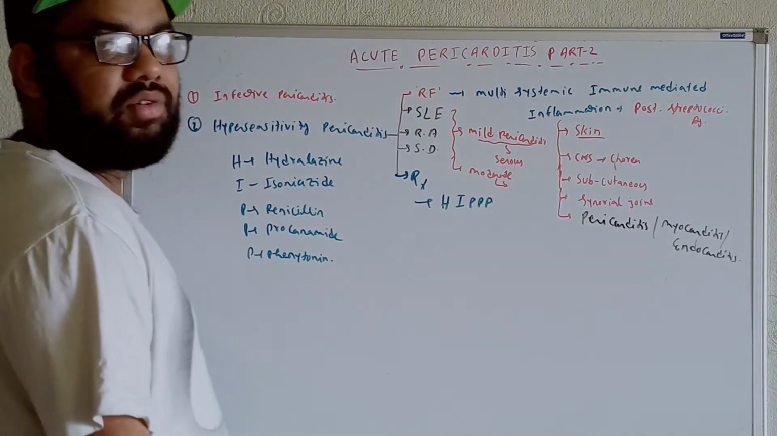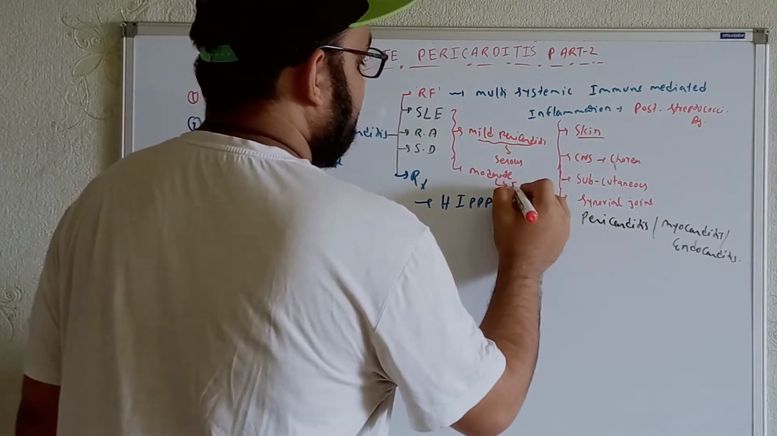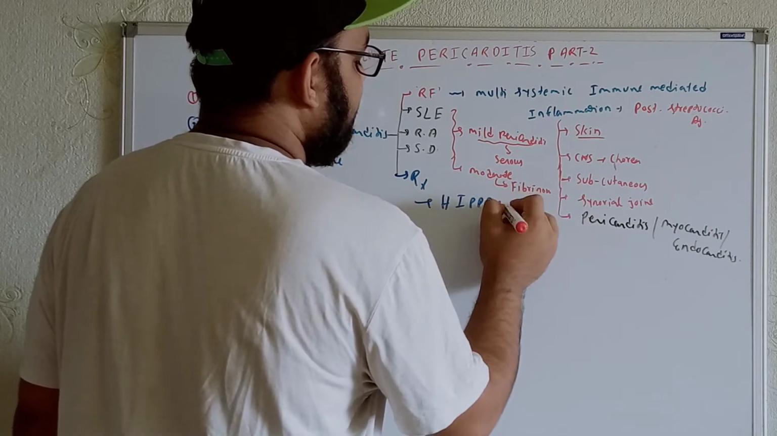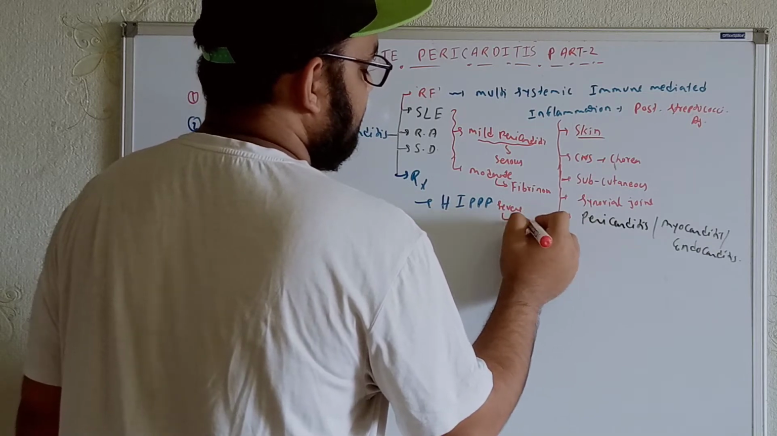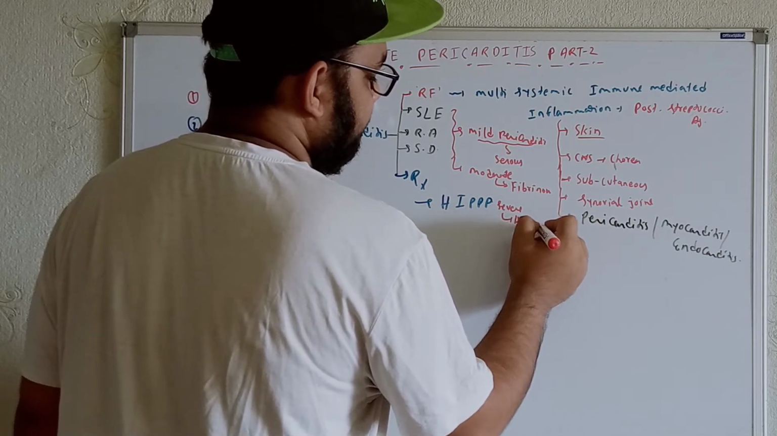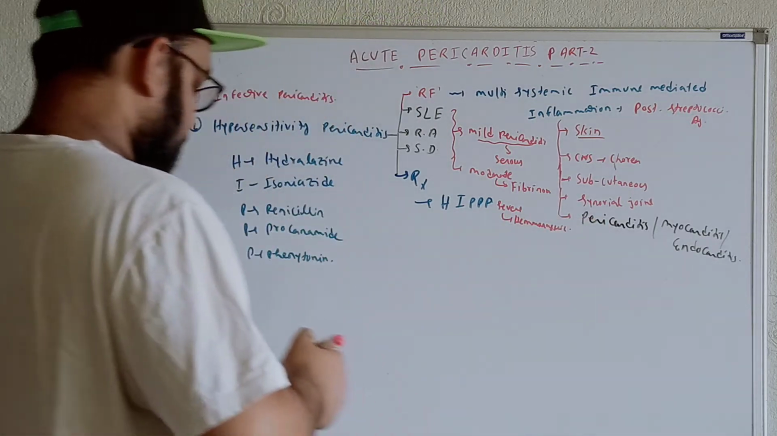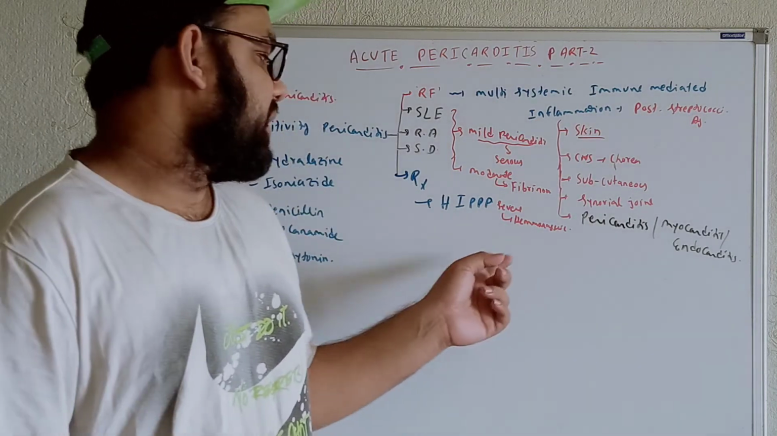If we get mild to moderate inflammations within the pericardium, we will get the fibrinous pericarditis. And if we get the severe one, then we will get the hemorrhagic. We will get accumulations of blood within the pericardium. Hemorrhagic.